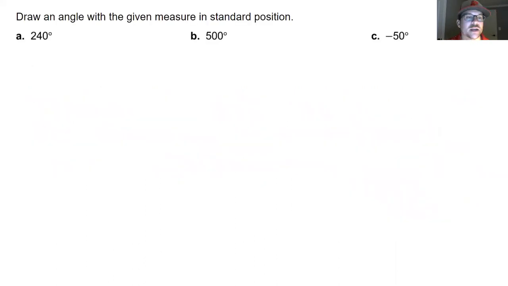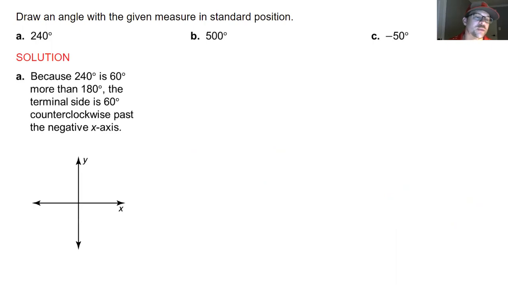So first, let's just kind of draw an angle where it would look like in standard position. So because 240, the next biggest one is 180, you know it's going to be between 180 and 270, but the difference from that 180 to 240 is 60 degrees. So you're going to draw your terminal side counterclockwise 60 degrees past that 180.